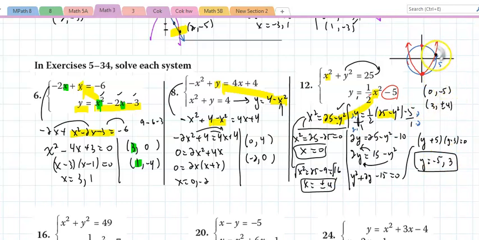So this point is (3, 4), (3, -4)... this point is (4, 3). This point is (-4, 3). And this point is (0, -5). Algebraically, I can get everything. You don't have to graph any of those.